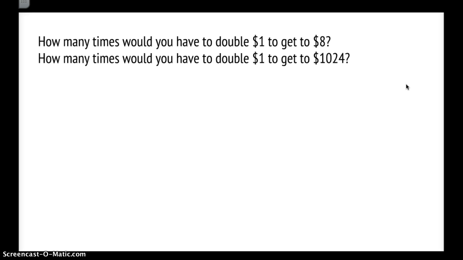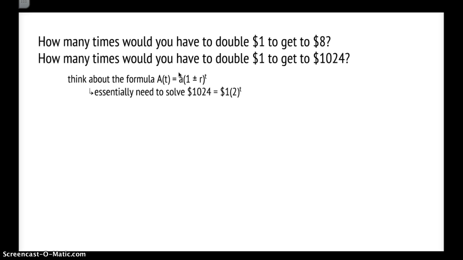We can think of it as an exponential equation. Think about that formula. A(t) equals the amount after some amount of time equals the initial amount, and then our rate raised to the t power. Essentially, what we need to solve is 1024 equals 1 times 2 raised to the t power. That's going to be difficult. The way we could look at that equation is 2 raised to the x equals 1024. That's a challenging question to solve. I mean, we could pick and pray and just guess and check, but that's going to take us a really long time.